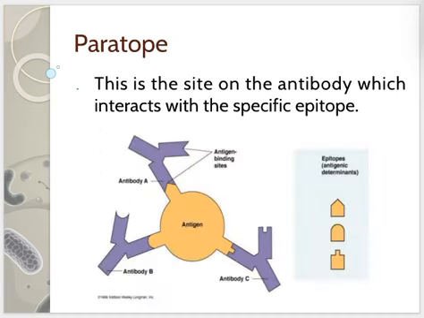Finally, let's talk about the paratope. This is the specific part of an antibody that binds to an epitope on the antigen. Think of it like a lock and key. Each paratope fits uniquely with its corresponding epitope. This precise interaction ensures that antibodies target the right part of the antigen. The diagram illustrates how different antibodies can bind to different epitopes on the same antigen, highlighting the specificity and versatility of our immune defense system.